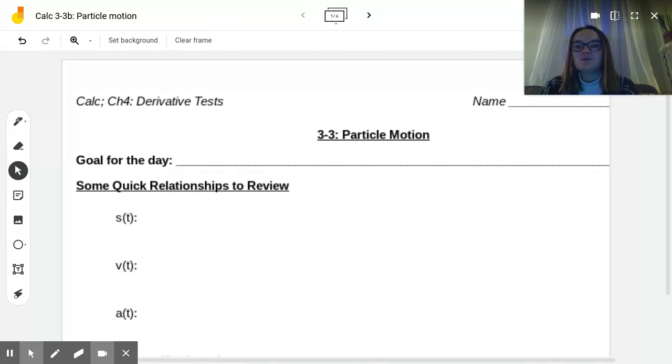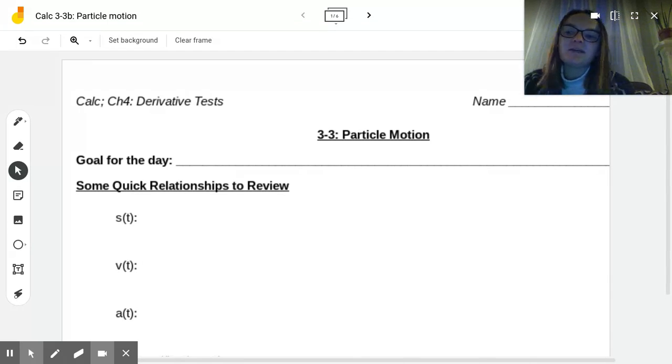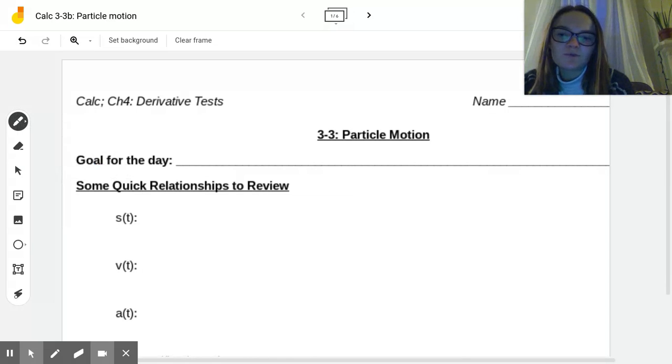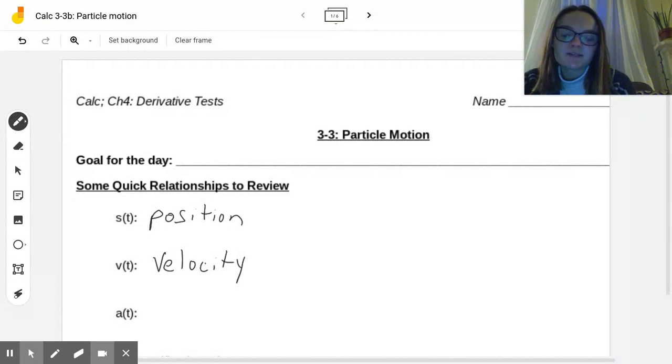So the first thing I want to do is review some quick relationships: S of t, V of t, and A of t. Remember that S of t is the position function. The position function tells me where am I with respect to time. V of t is velocity. It tells me how fast am I going with respect to time.